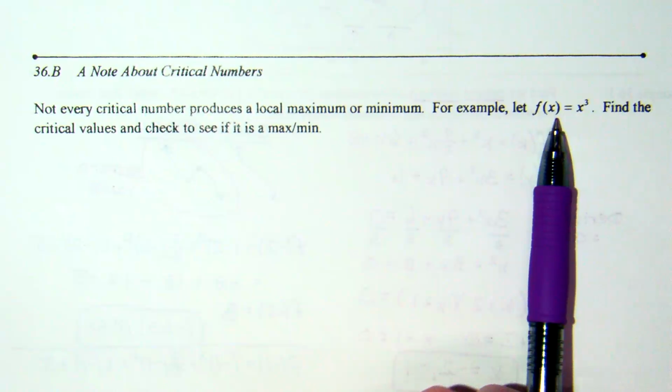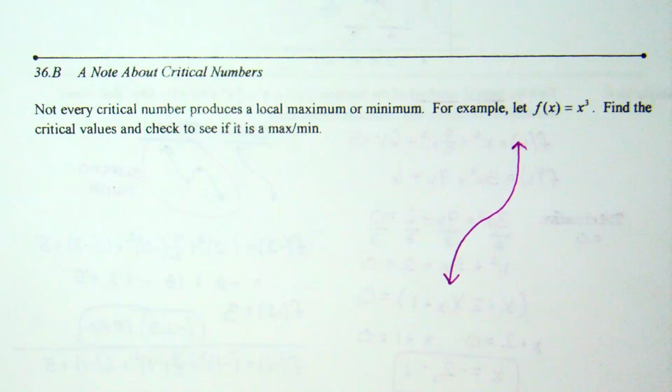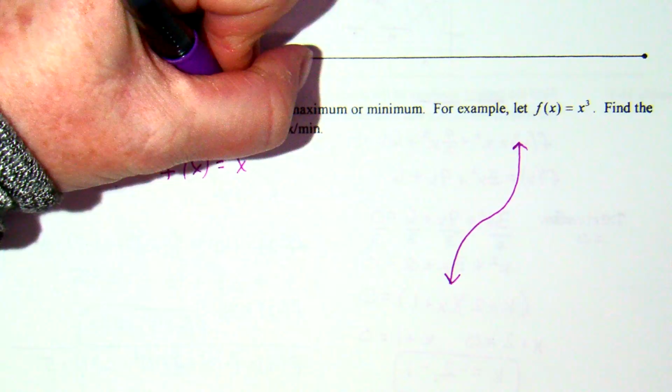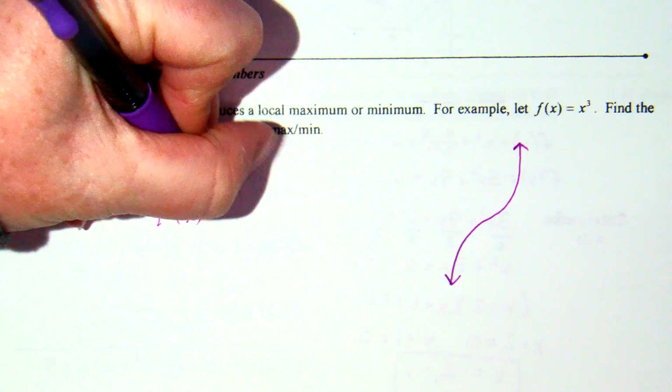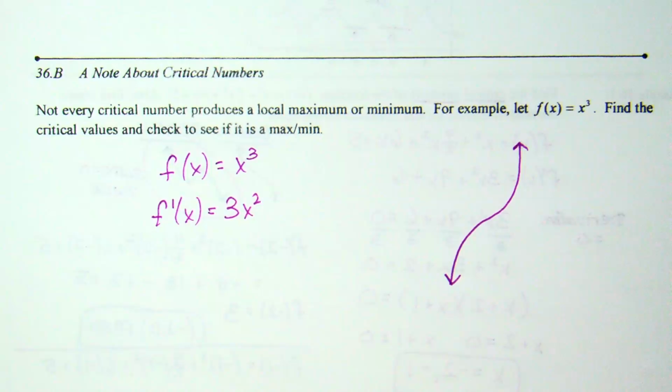Curvy-ish? It's that, right? Are there any mins or maxes on that? No. Let's see where there's supposed to be a min or a max. So, if f of x equals x cubed, what do we need to find? Derivative. So, f prime of x, what's the derivative? 3x squared. What do I do with that derivative now? Set it equal to 0.